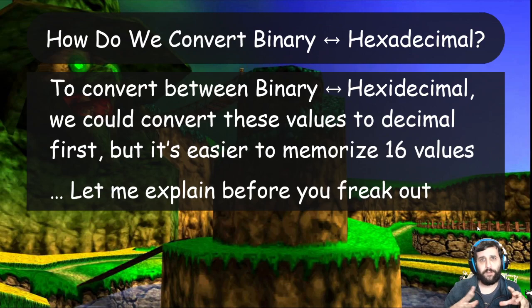Now, how do we convert from binary to hexadecimal? Well, there's two ways you can do it. You can either convert the binary to decimal and the decimal to hexadecimal, and then vice versa. Or, and this is the cool part, if you memorize the values of 0 through 15 in binary, you can figure out any hexadecimal value. Hear me out.